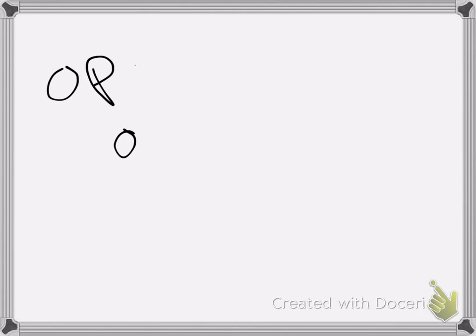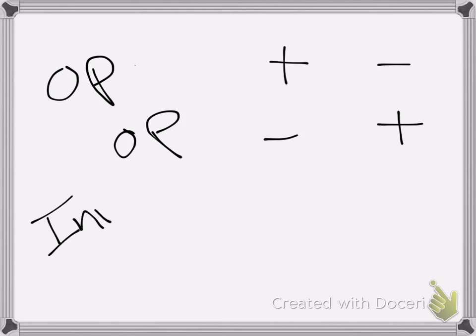Opposite operation. So if it's addition, you need to subtract. If it's subtraction, you need to add. Or the inverse operation. Okay? If you're dividing, you need to multiply. If you're multiplying, you need to divide to get it to the other side of the equal sign.